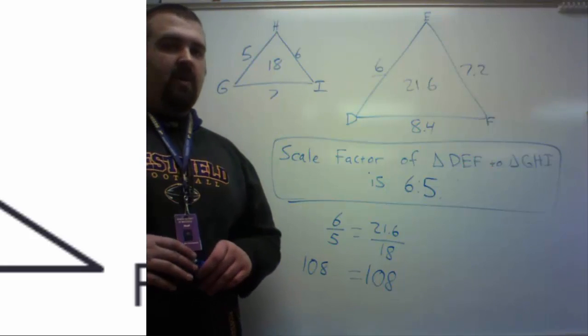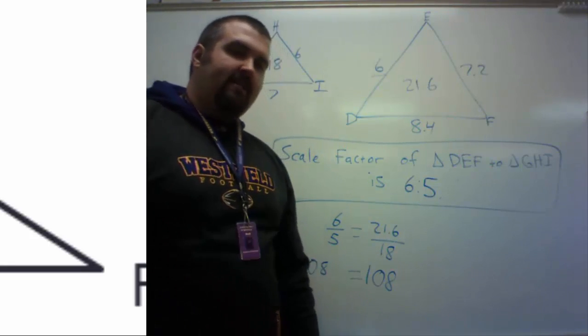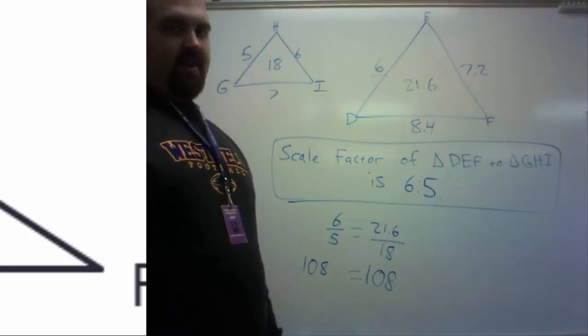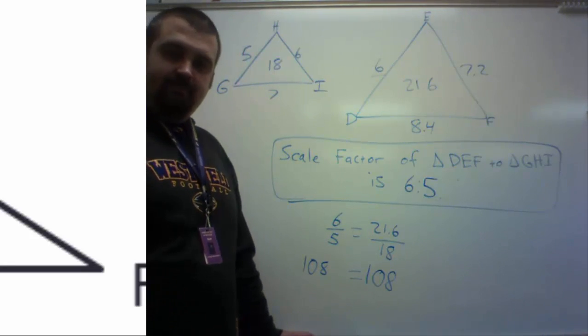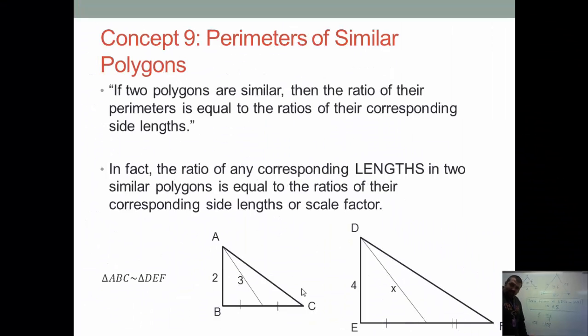It's true no matter what polygons I'm talking about. It can be quadrilaterals, pentagons. If they're similar, their perimeters are the same ratio or proportional. In fact, the ratio of any corresponding lengths in two similar polygons is equal to the ratio of their corresponding side lengths or scale factor.